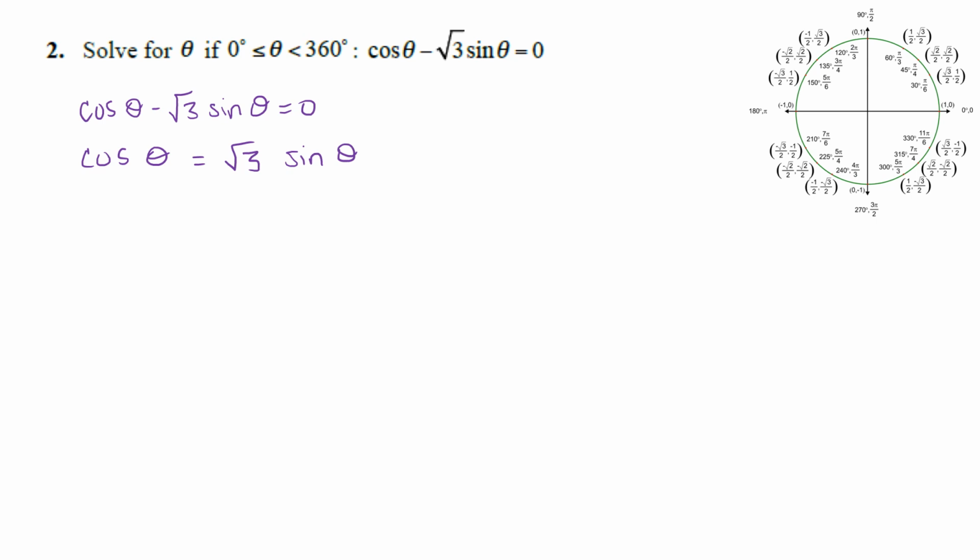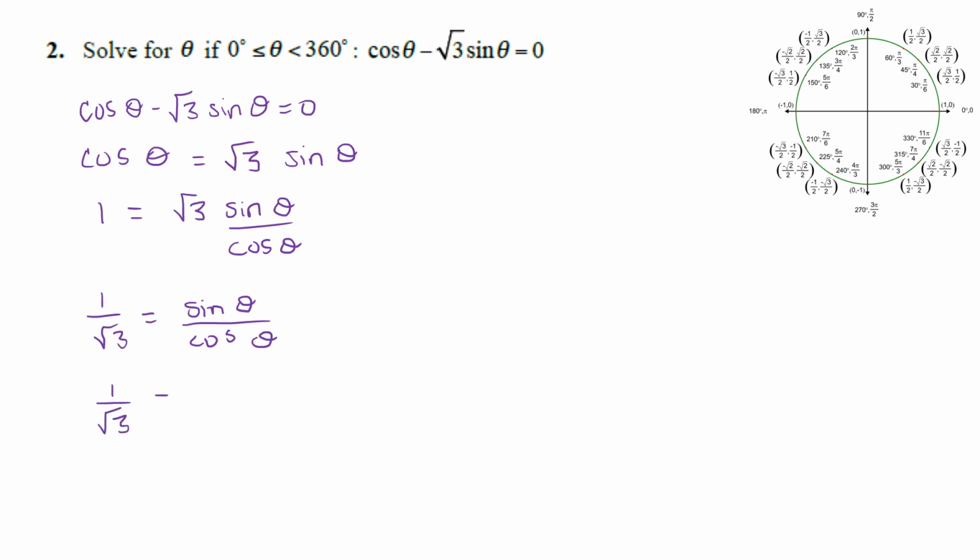So let's divide both sides by cosine. This side will be 1, and this will be square root 3 sine theta over cosine theta. And then I'll divide both sides by the square root of 3. So 1 over square root 3 equals tan theta.